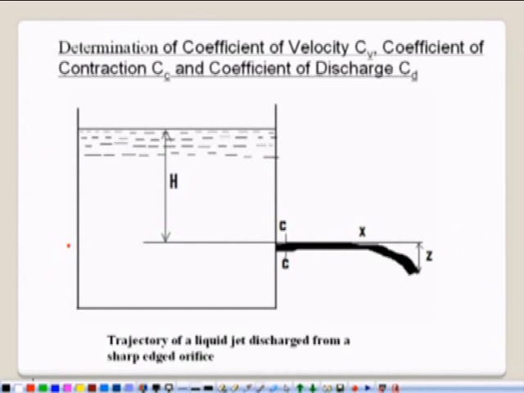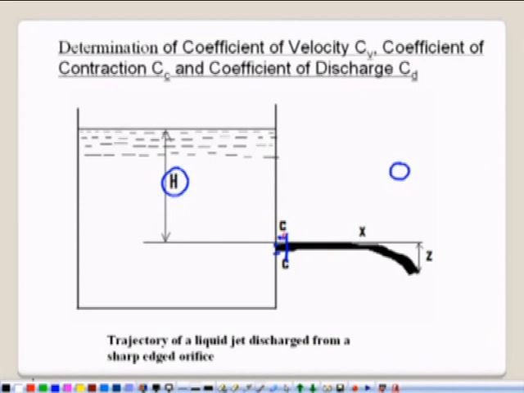Now, in the lab we have conducted the experiment for determining the Cc, Cv and Cd. In that, what we had done, we kept the head constant in a tank and allowed the water to come out through an orifice which is here. Generally in our lab we have a circular orifice, but the orifice may have any kind of shape, right.